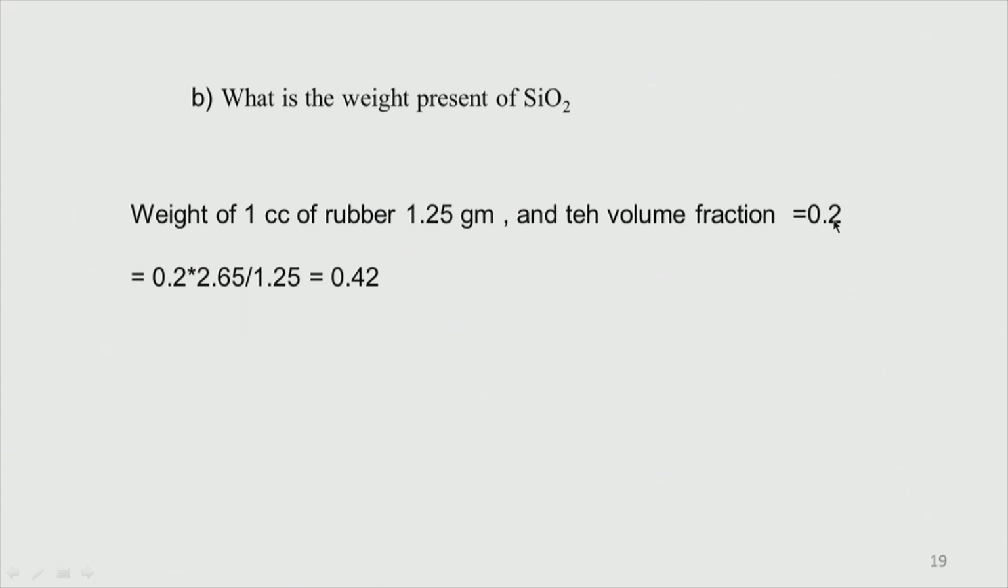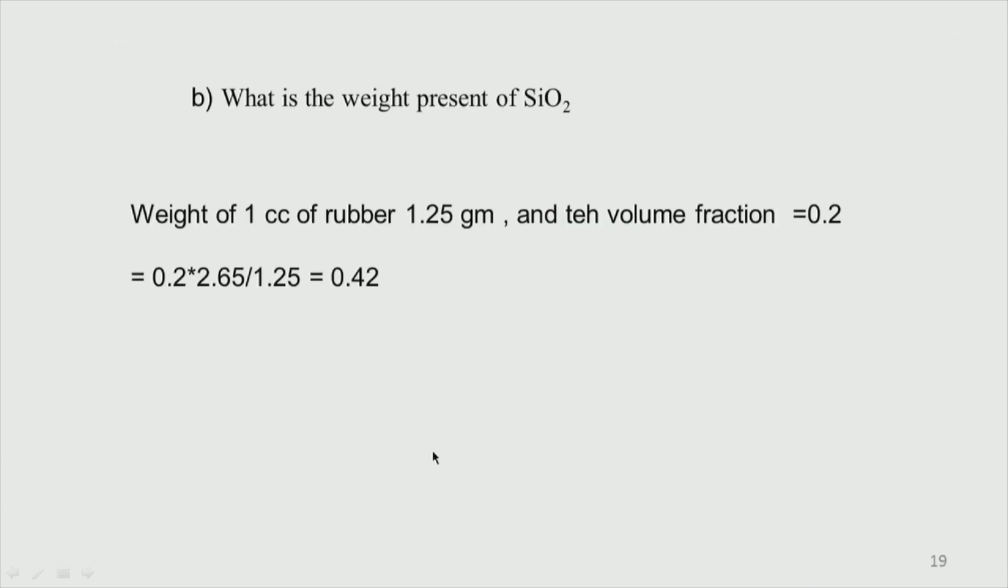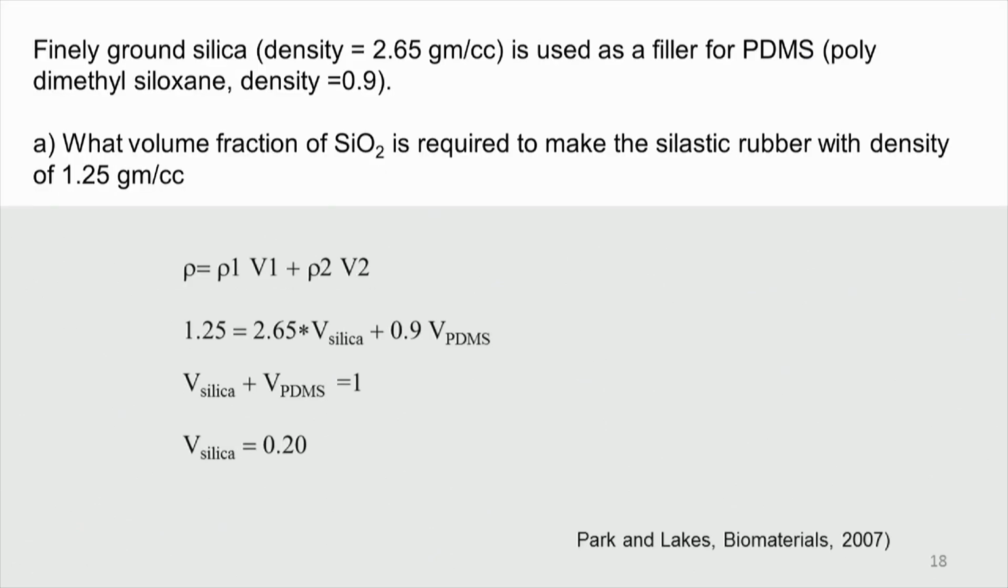And the volume fraction is 0.2. Okay. So, volume fraction is 0.2, weight is this much. So, we can calculate 0.2 into 2.65 divided by 1.25, okay, that gives you 0.42. So, I need to add 42% by weight of silica, whereas I need to add 20% by volume of silica. Why 42%? Because density of silica is very high, that is why weight wise it is very high.